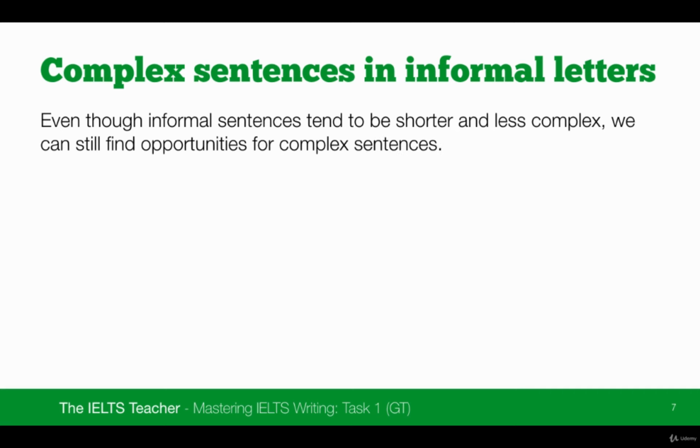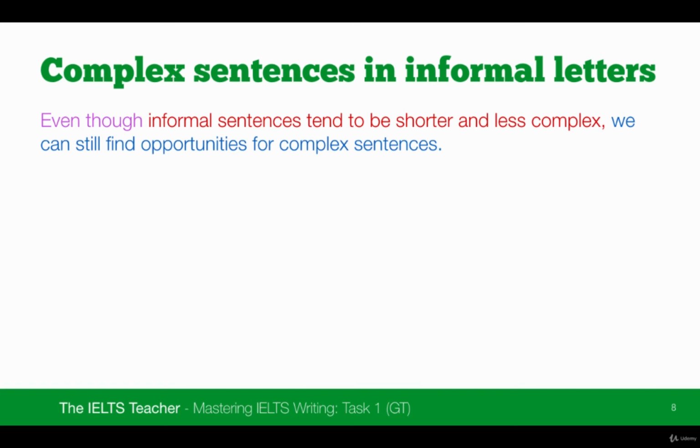Now, even though informal sentences tend to be a bit shorter and less complex than formal sentences, we can still find plenty of opportunities for including complex sentences. Hopefully you noticed something about this sentence in particular. It's a complex sentence. Even though, subordinating conjunction, informal sentences tend to be shorter and less complex, both of those elements together create a dependent clause. We can still find opportunities for complex sentences, independent clause.